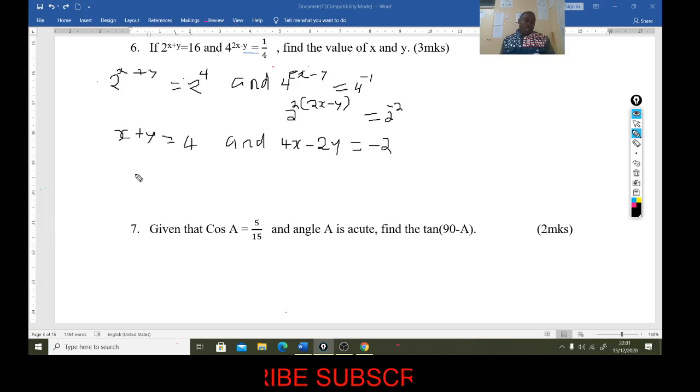So I'll have x plus y equals 4. I can rewrite the other equation, that is 4x minus 2y equals negative 2.